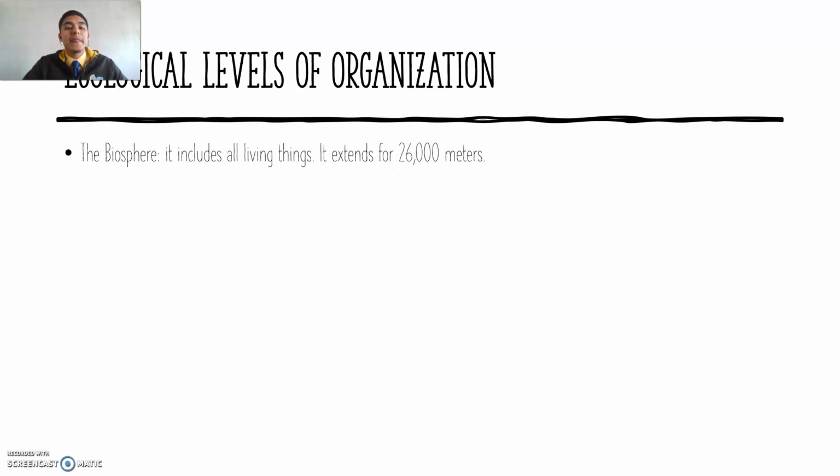So the organization in our Earth is, of course, all together, but we have different areas to cover. First of all, the biggest one is the biosphere. It includes all living things, and it extends for 26,000 meters. So basically, the biosphere is all around us. It's here in Guatemala, in United States, Europe, Asia, everywhere around, because it includes living things.